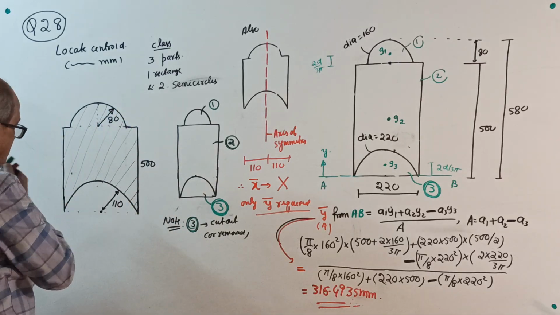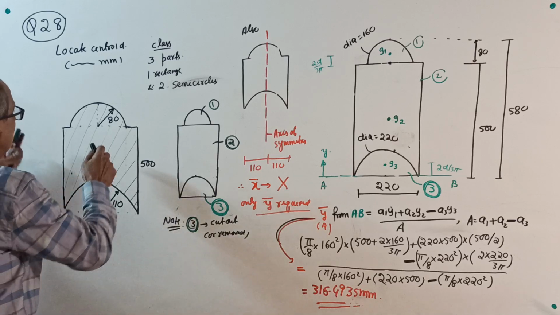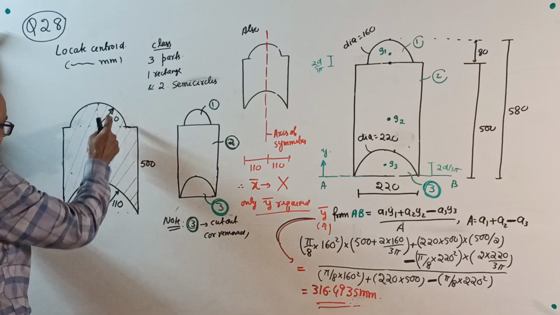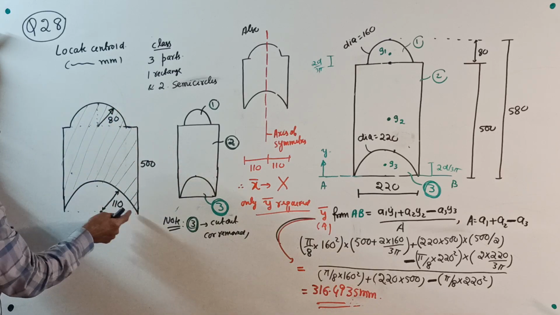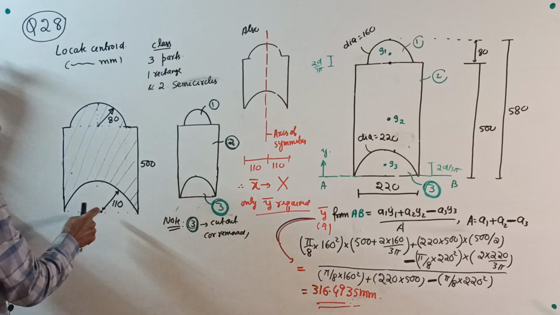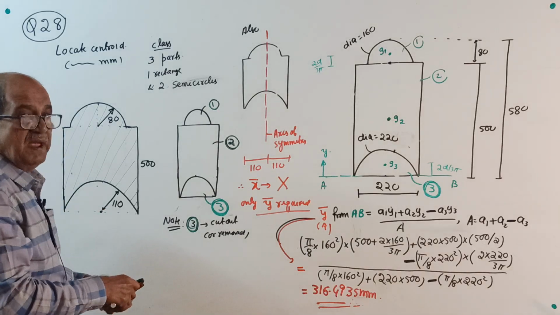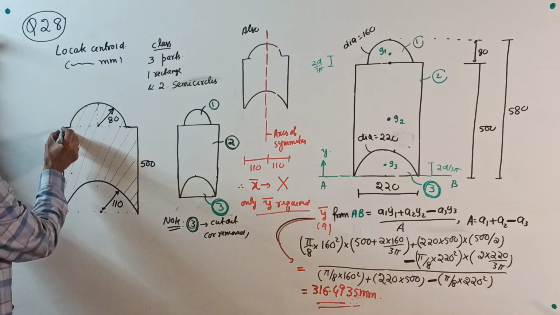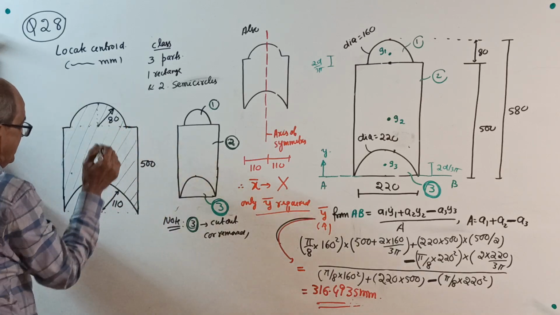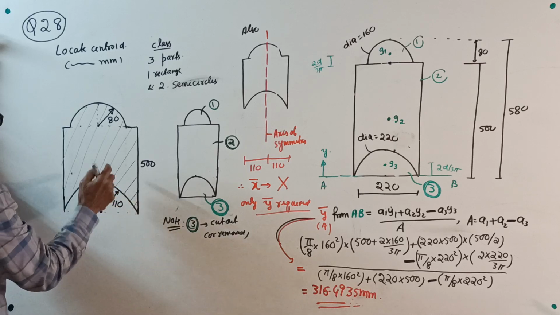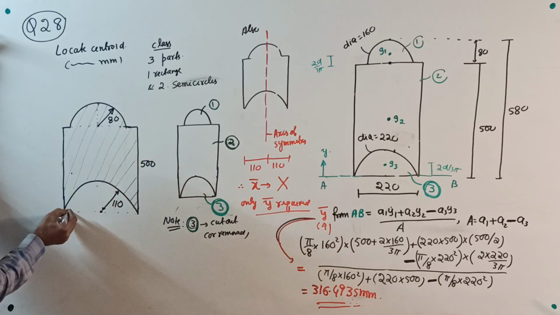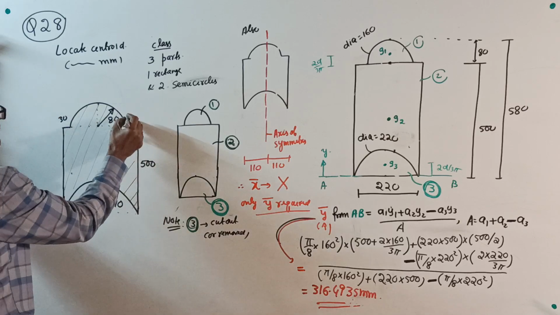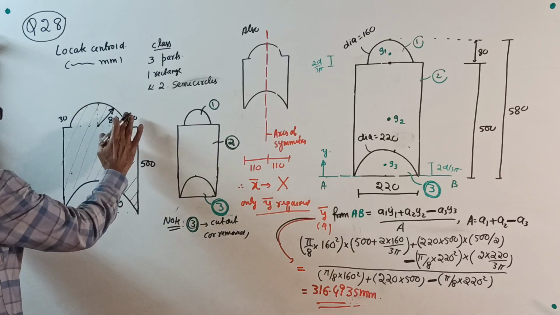Now, therefore, what does that mean? See here, one semicircle of radius 80, this is the empty portion, and one semicircle of radius 110. Now, make a note. If you want this offset and this offset, this radius is 110, this is 80, so this will become 30, this will become 30. Make a note.